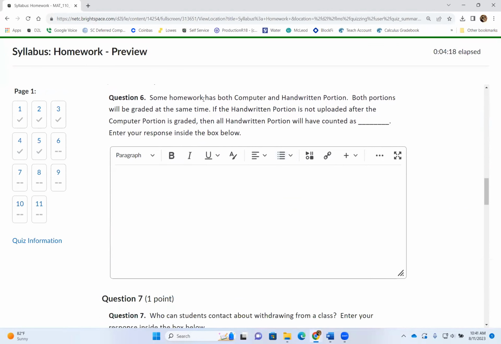Question number six, some homework has both computer and handwritten portions. Both portions will be graded at the same time. If the handwritten portion is not uploaded after the computer portion is graded, then the whole homework portion will be counted as incorrect.